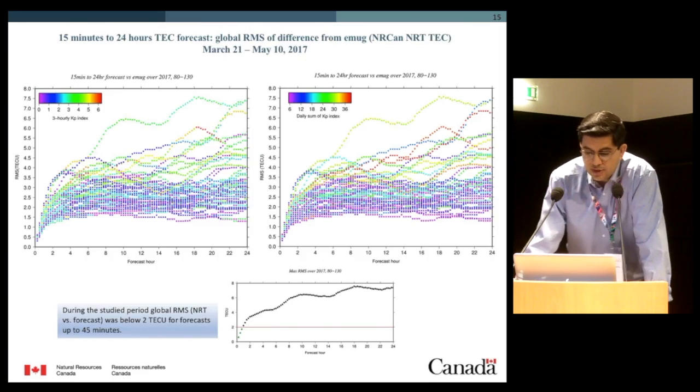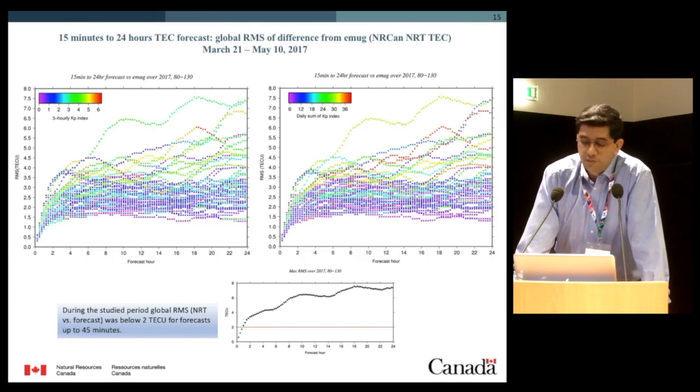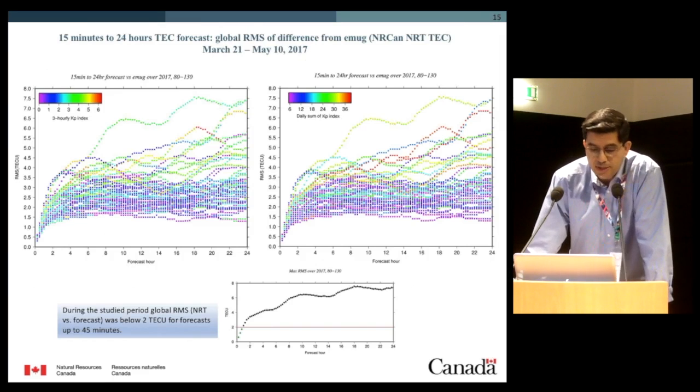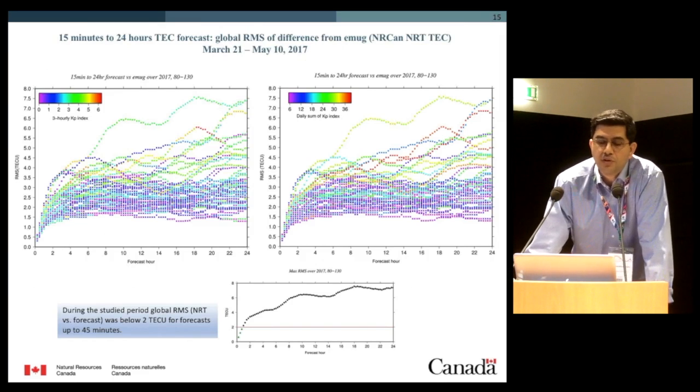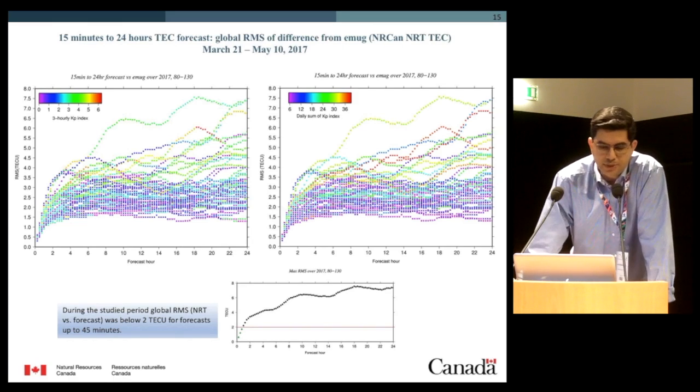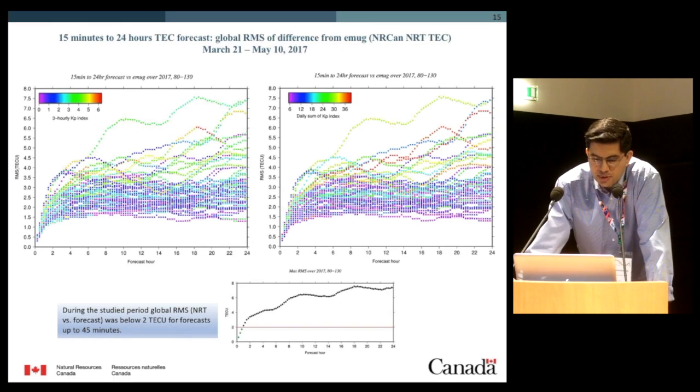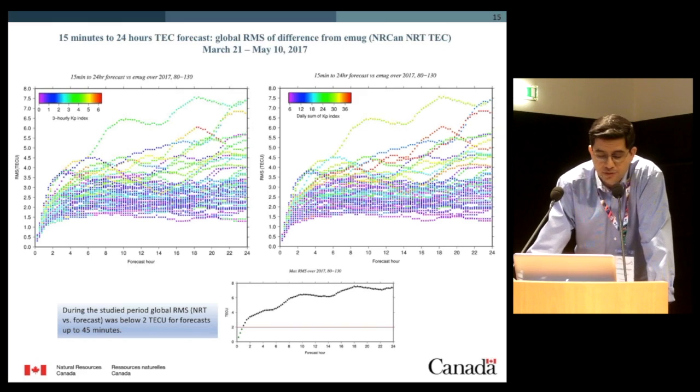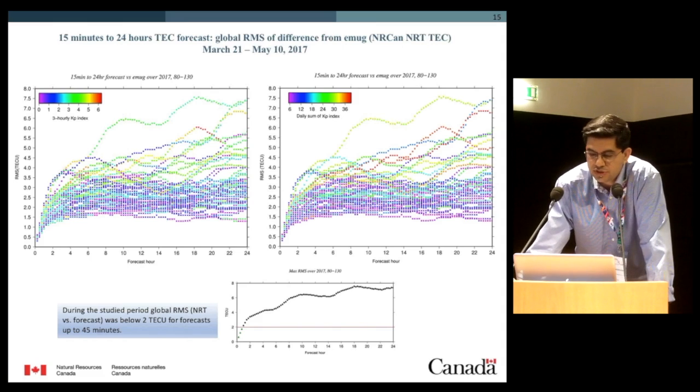Another way of validating, the two top plots are basically the same. One is color coded based on the 3 hourly KP index to see the activities every 3 hours. And on the right are the daily sum of the KP index, so that we have a single color per day. And the bottom plot is a summary of the top two. That is the maximum daily RMS, and the conclusion is that up to 45 minutes ahead, this simple grid forecast was able to be within the 2 TEC unit global RMS compared to the actual observed TEC maps, the TEC maps that were generated from the observations themselves.